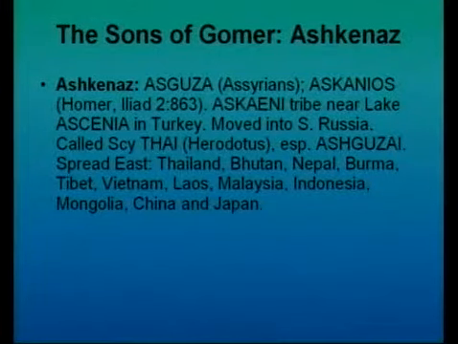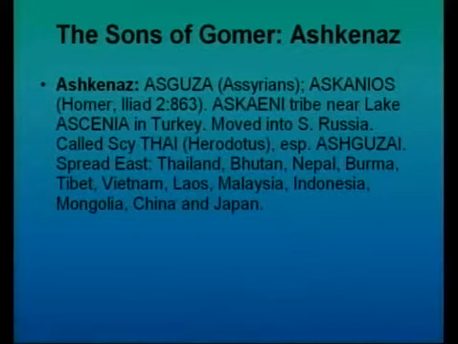Now let's move to the sons of Gomer, Ashkenaz. The descendants of Ashkenaz are known as the Askuza, or the Askenios. Homer in his Iliad actually refers to them. He's about the 8th century BC. They're known as the Askeni tribe near the lake Askania in Turkey. They moved into southern Russia. They're called the Scythai, according to Herodotus, or the Ashkuzai.